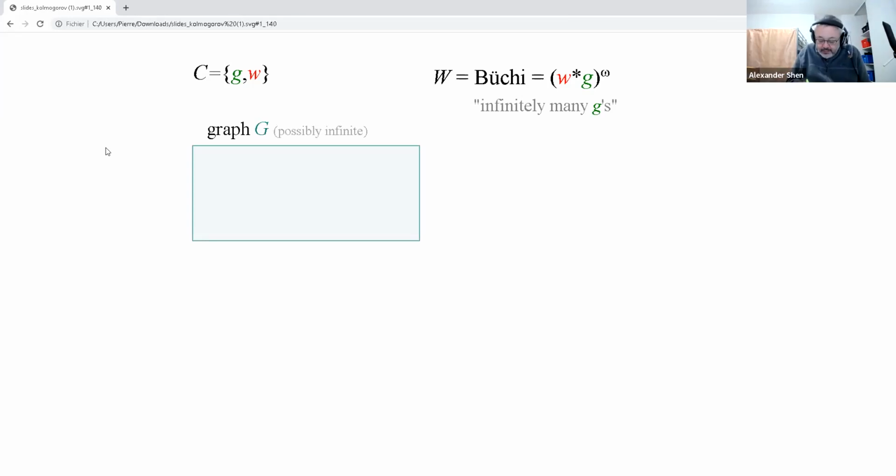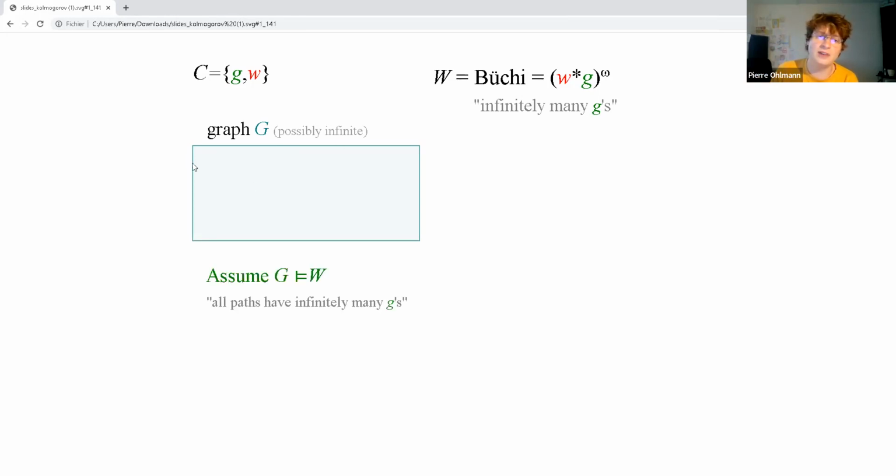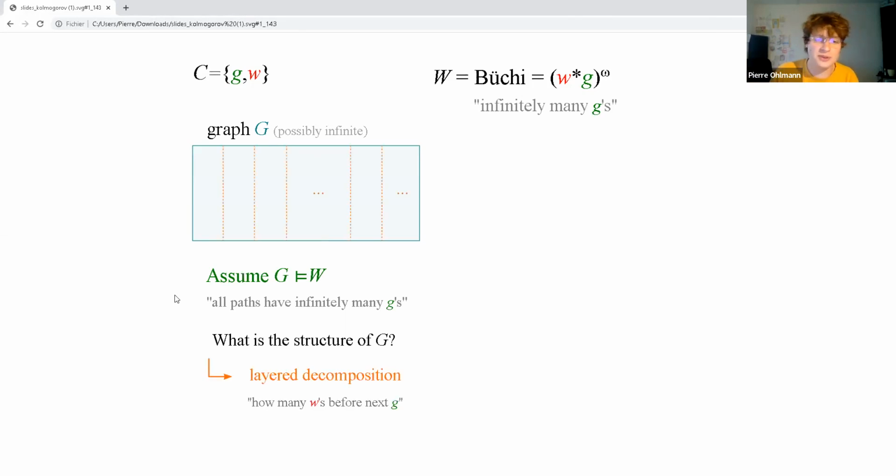And then we ask the same question about decomposing graphs. We have a graph, possibly infinite, and we assume that it satisfies the objective, all the paths have infinitely many goods, and then we ask again, what's the structure? I claim that it has a layered decomposition. Can you give support to this claim?